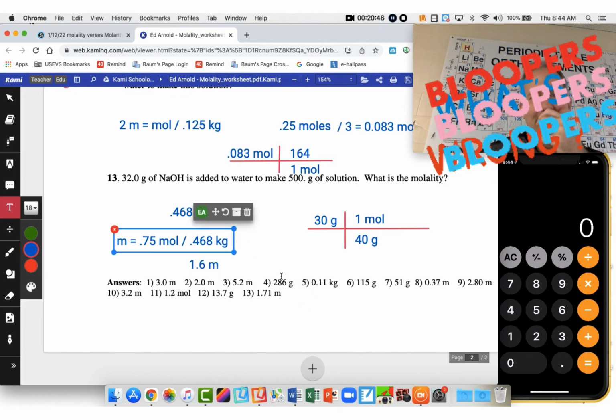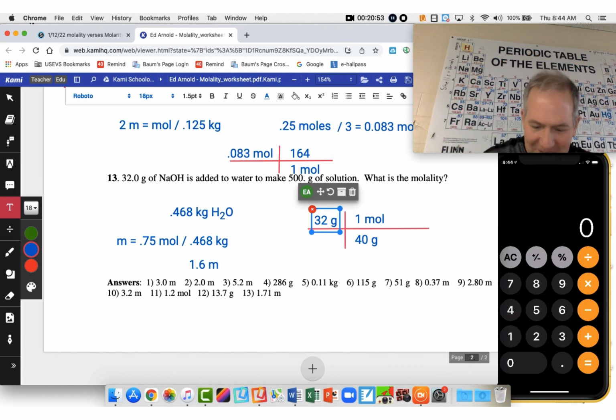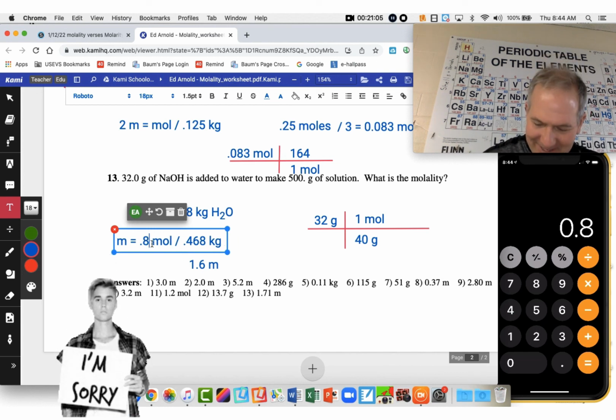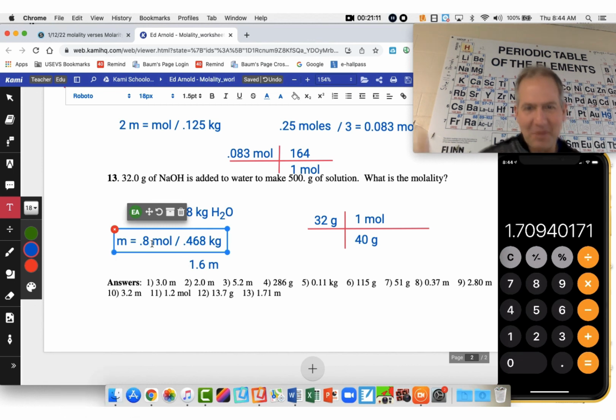So, yeah, unless it's 32 grams here. All right, here we go. Whoopsie, that's what I need you guys for. Okay, 32 divided by 40 equals 0.8. Let's put that here. I apologize to the key. It was my mistake. Can't believe it. And there's my 1.71.